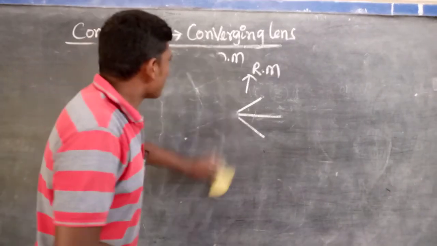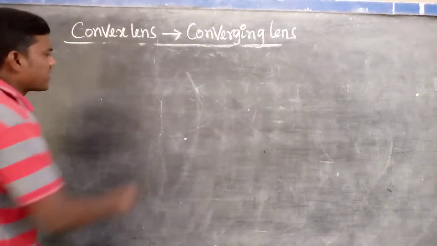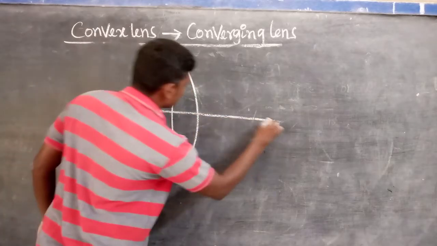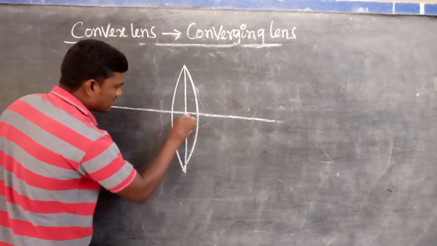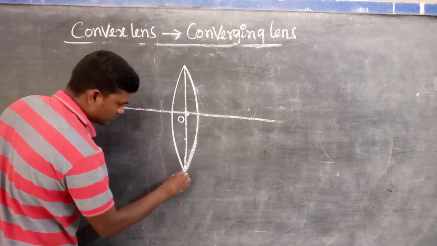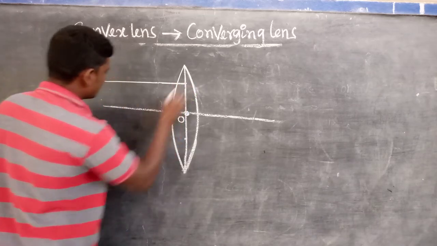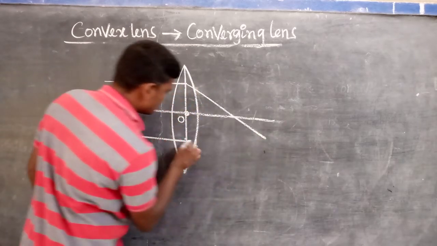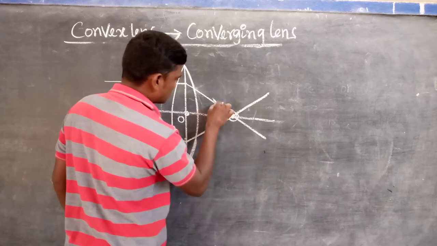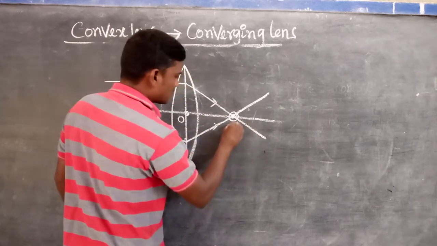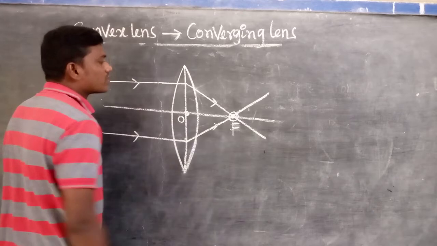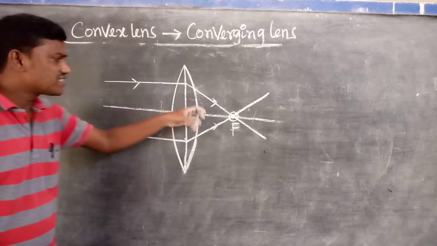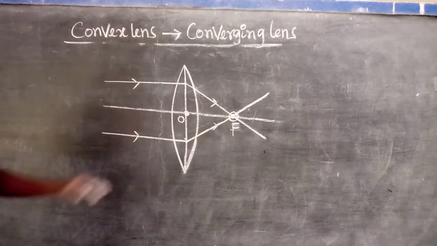So for this one, what type of diagram can you draw? Simply, this is for understanding it. It is the optic center. So that's why a convex lens acts as a converging lens: after the refraction, the rays really meet on the other side.